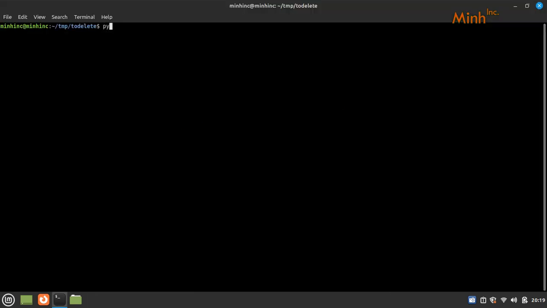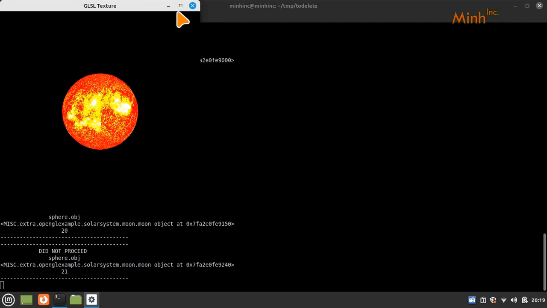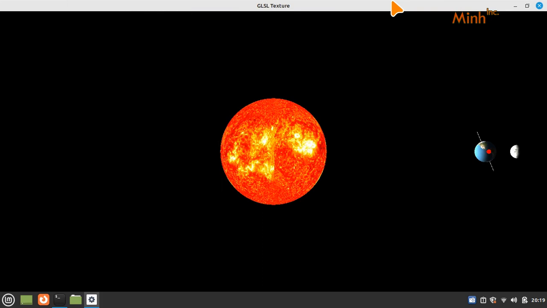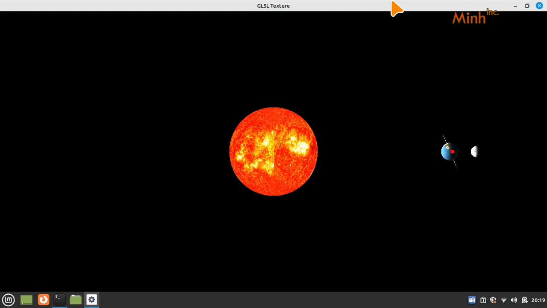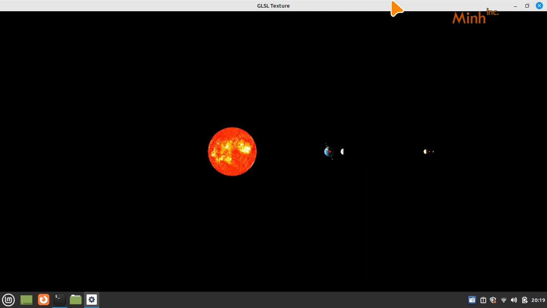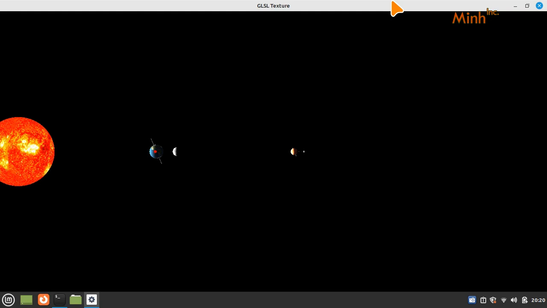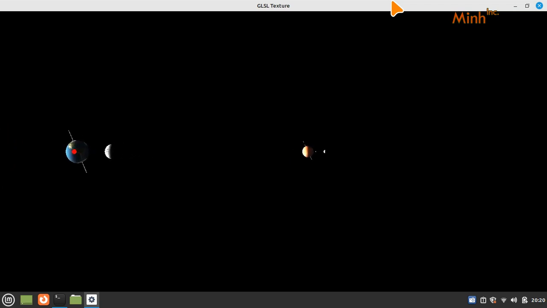So we have Mars now. Okay, so this is the solar system, and we have Earth and Moon that are visible. If we see, then at almost the same distance from the Sun as Earth, there is another planet in the sky that is also known as the red planet, that is Mars.